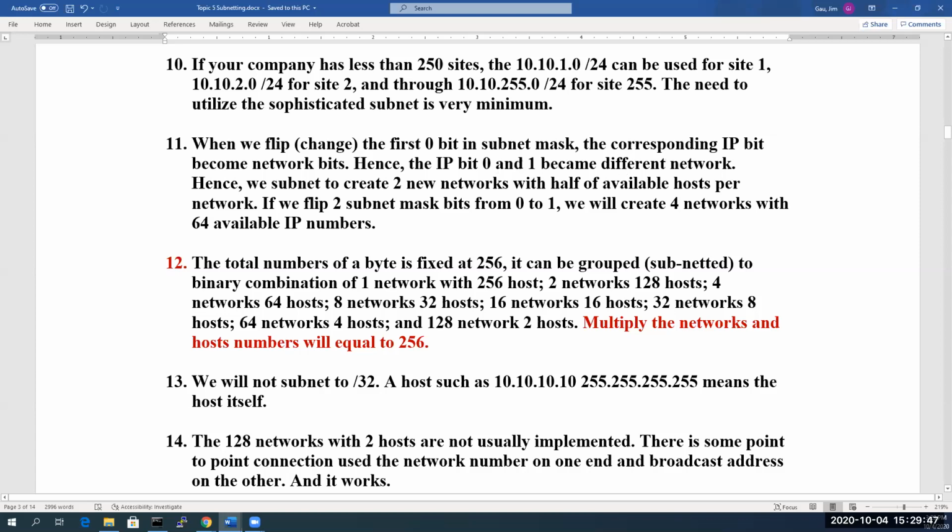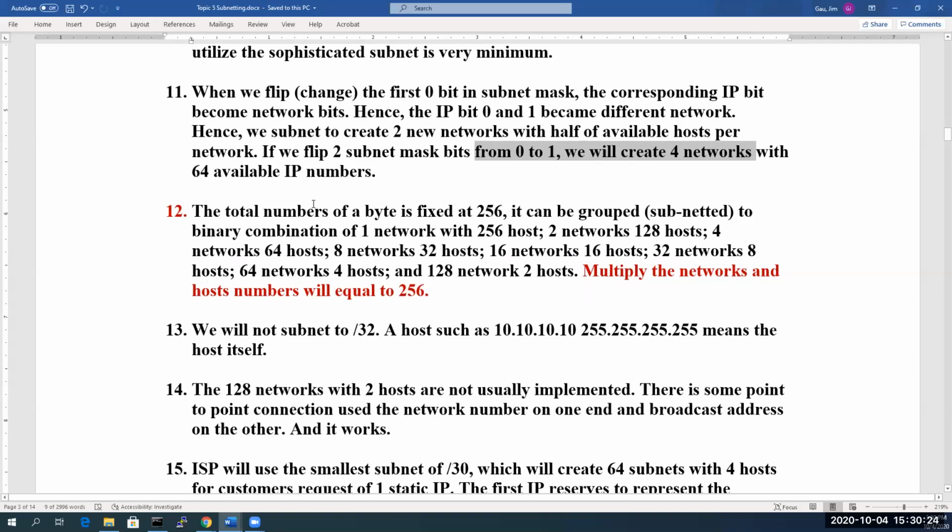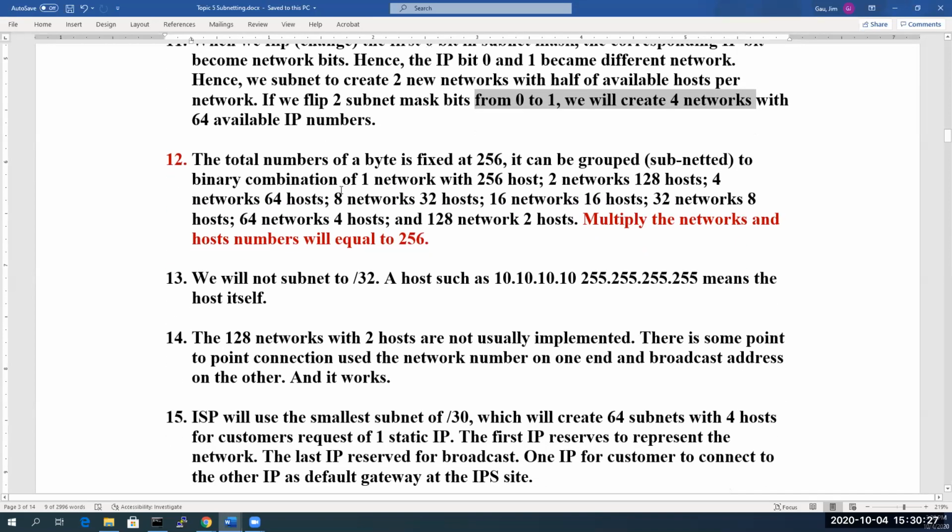If we flip it from 0 to 1, like what we just discussed, the IP bit 0 and 1 become different networks as we discussed. So then we just created 2 new subnetworks, and each network will have half the hosts. And we also discussed if we change it from /24 to /26, now we flip 2 bits of the subnet mask from 0 to 1, then we will create 4 networks, right? And each one will have 64 available IP numbers. Yeah. All right, so number 12, the total number of a byte is 256.